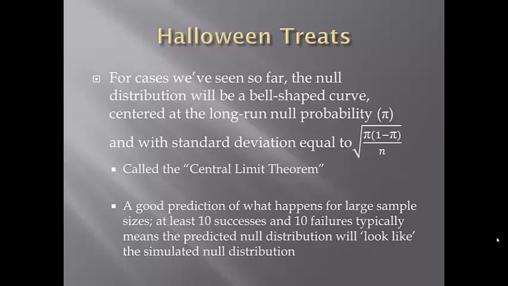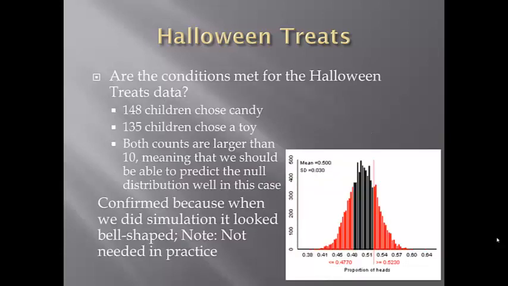Let's take a look at the Halloween Treats data. For the Halloween Treats data, there are at least 10 children who chose candy. In fact, there's 148, and at least 10 children who chose a toy. There's 135. In this case, because both of those counts are greater than 10, this means that the predicted null distribution will look very similar to the simulated null distribution.